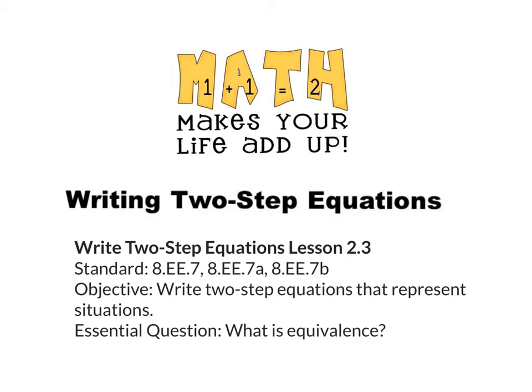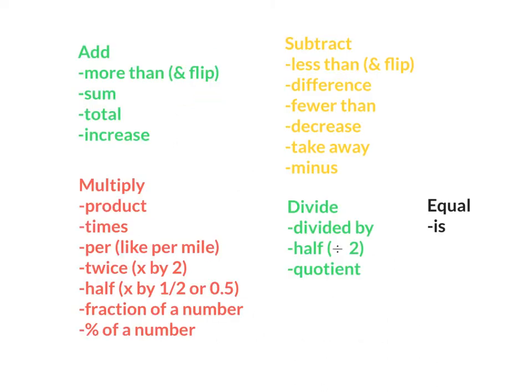Right, two-step equations, lesson 2.3. Standard is 8.EE.7, 8.EE.7a, 8.EE.7b. The objective is to write two-step equations that represent situations. The essential question is, what is equivalence?